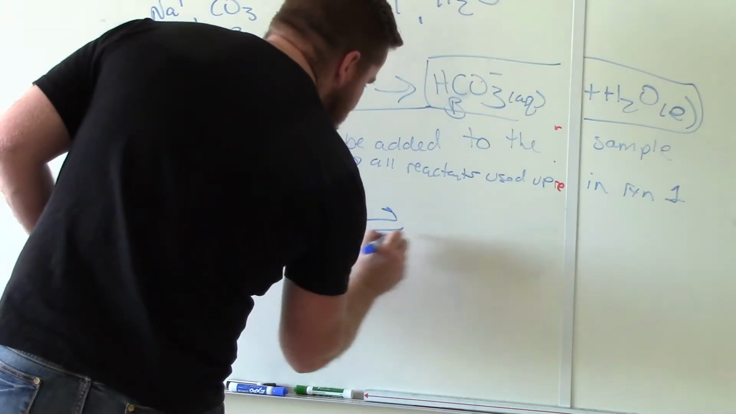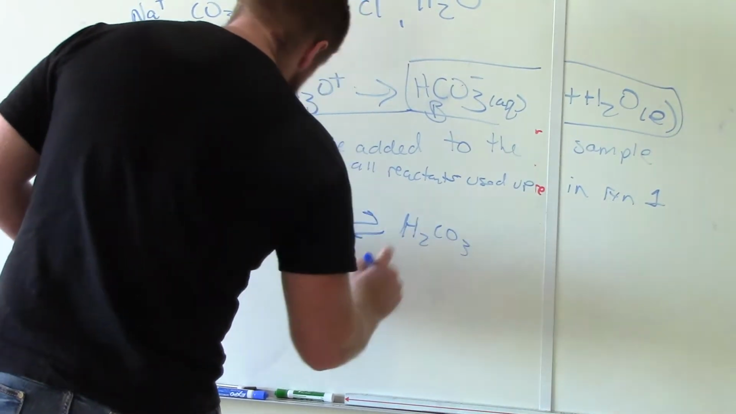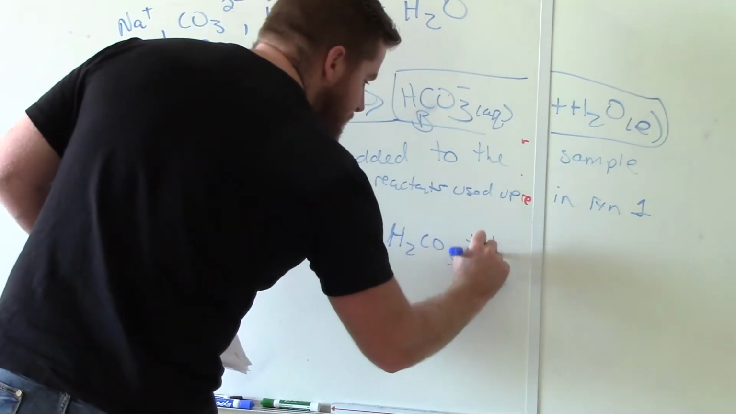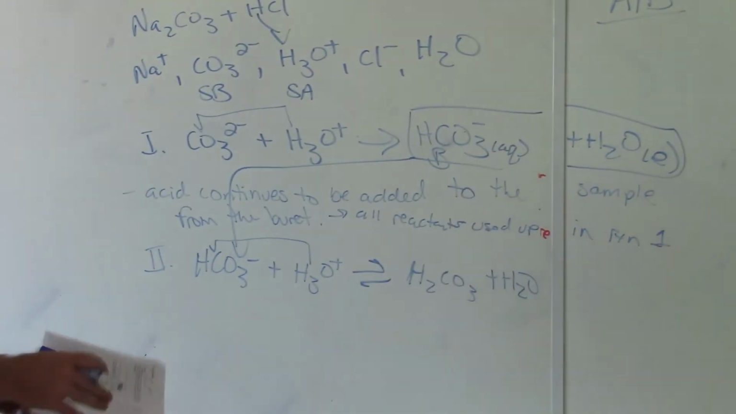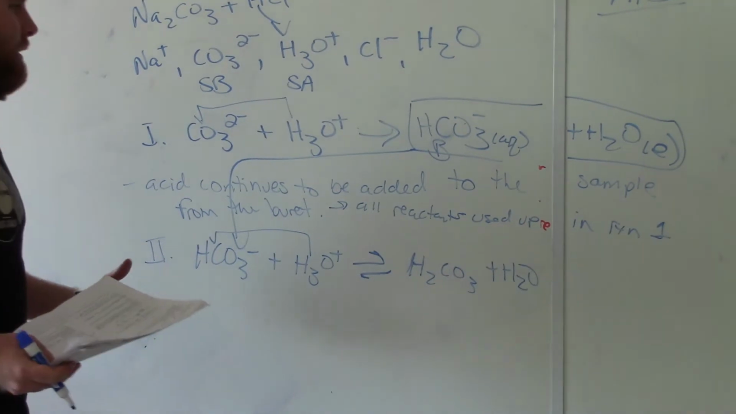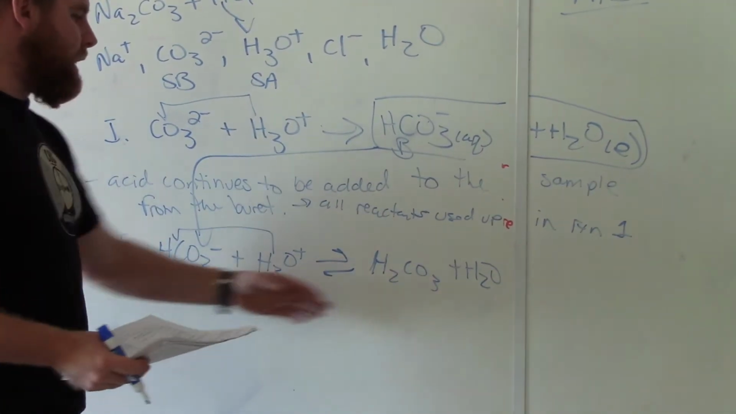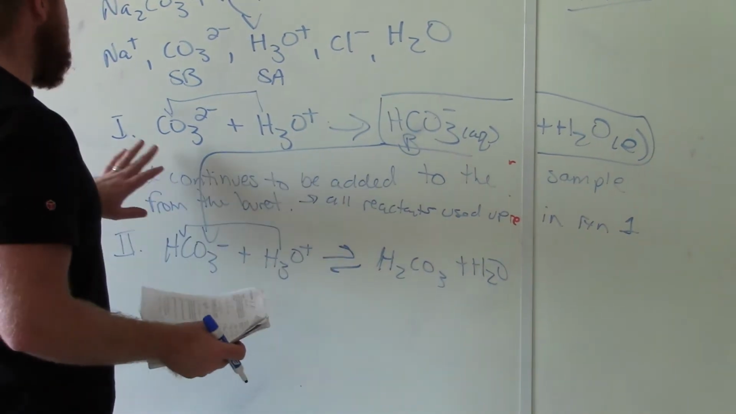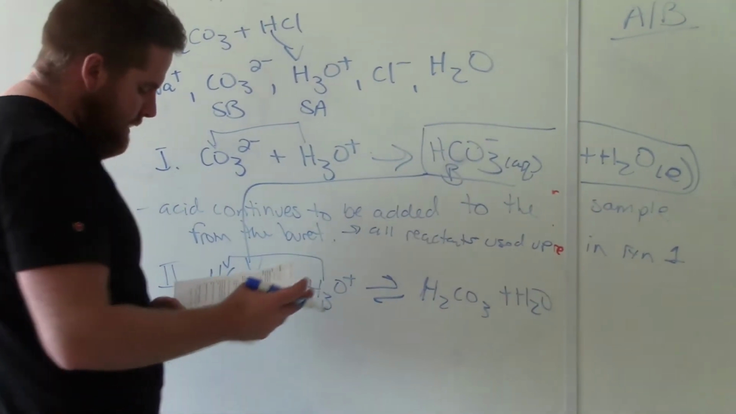And that's going to make H2CO3 plus H2O. So again, we donate a hydrogen. Now this is all in your acid-base chart as well. You can see that there's a conjugate acid-base relationship between HCO3 negative and H2CO3. There's also a conjugate acid-base relationship between CO3 negative and HCO3 negative.